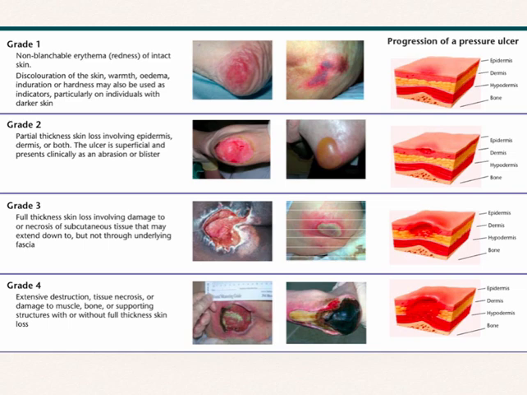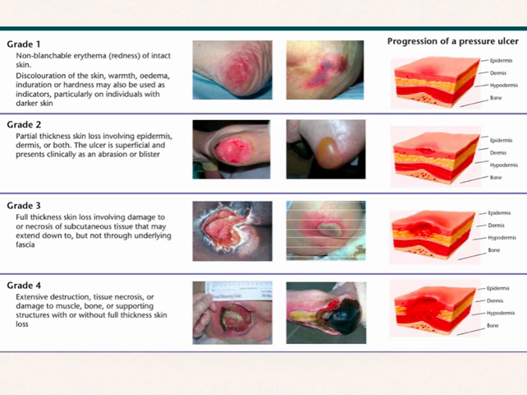When you start moving down to a full thickness, they start to have tissue necrosis there. So they can have subcutaneous tissue involved. They may extend down even to that underlying fascia. And the fascia is kind of like what's covering the muscles, like a supportive structure. So they're not down to the bone or the muscle yet, but they're right above it essentially.